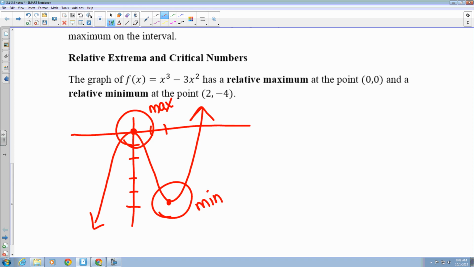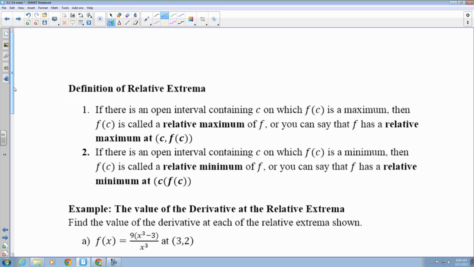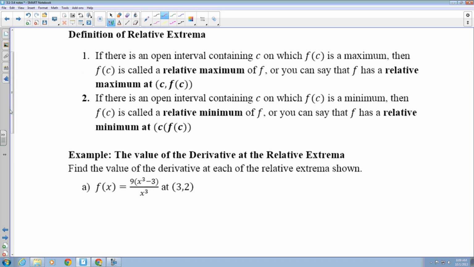Now they're called relative because it's not over a specific interval, it's just the function overall. So that's when it's called relative. It is absolute maximum or minimum if it's over an interval. If we have an open interval containing c, then it's relative. So if it's an open interval instead of that closed interval where we had absolute, this is going to be a relative if it's an open interval.